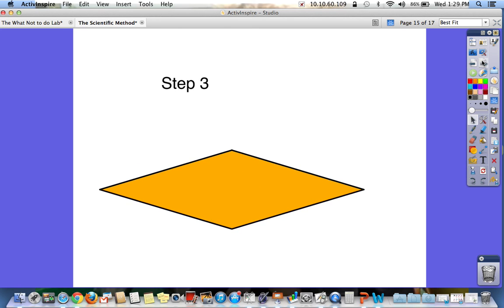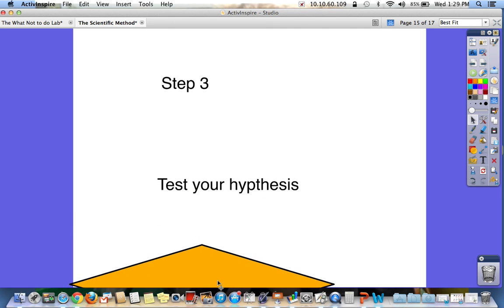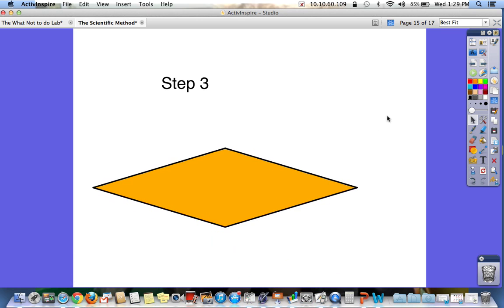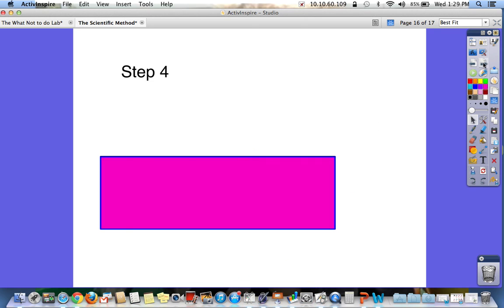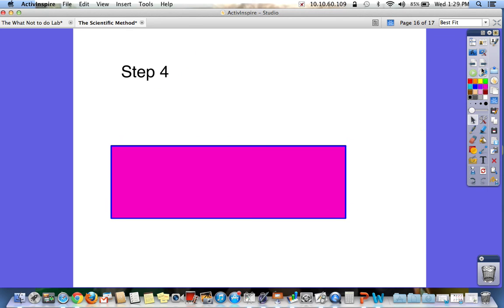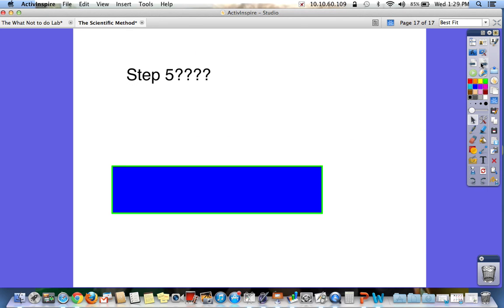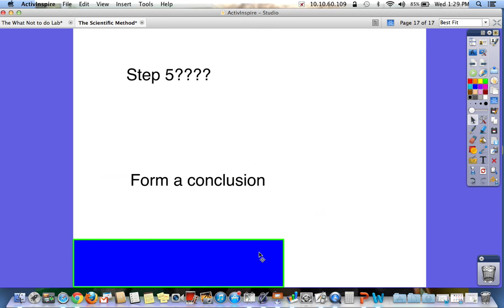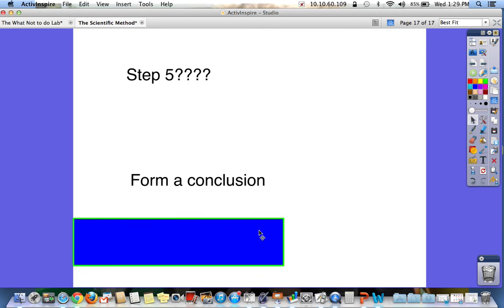What is step 3 of the scientific method? I know you got it. You said test your hypothesis. Good job, folks. Step 4. What is step 4? Oh, yes. Analyze your results. That might mean it's time for you to make a graph. And the last step of the scientific method, anybody? Anybody? Good job. You should form a conclusion.